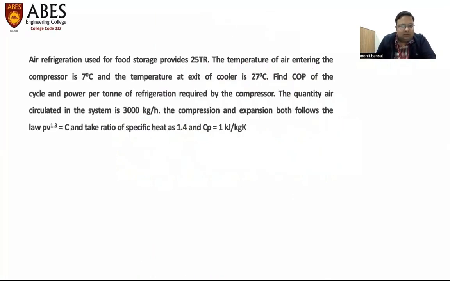So here the question is, the air refrigeration used for food storage provides 25 TR. TR stands for tonnage of refrigeration. The temperature of the air entering the compressor is 7 degrees Celsius. Temperature at the exit of cooler is 27 degrees. We have to find out the COP of the cycle. So first we will write what is given to us.